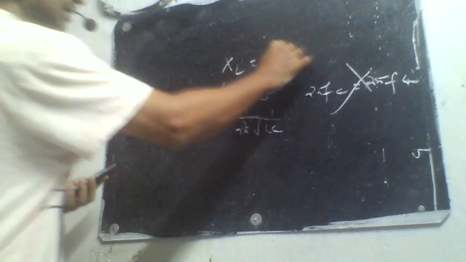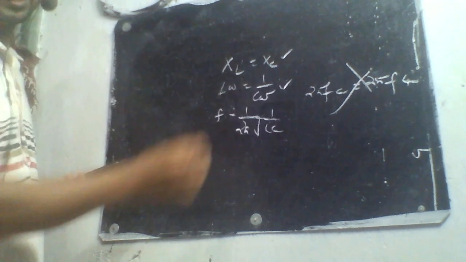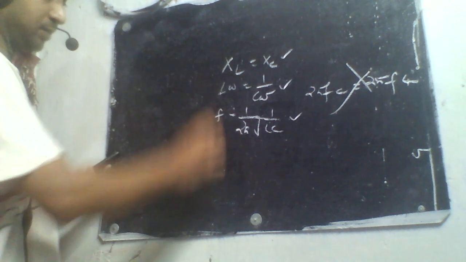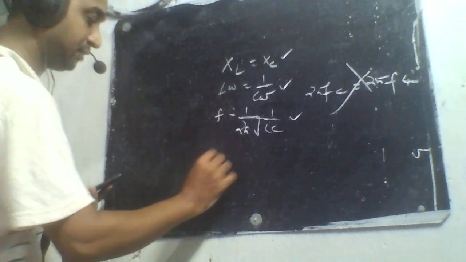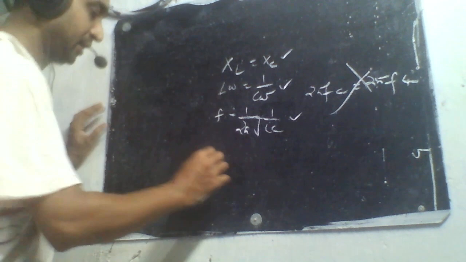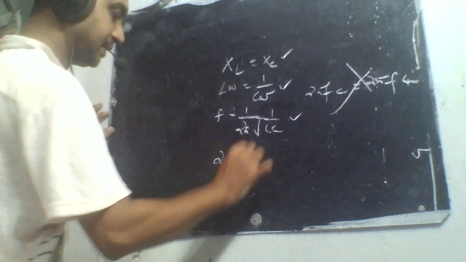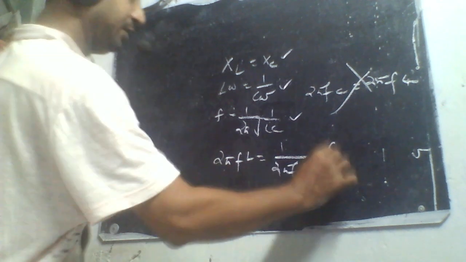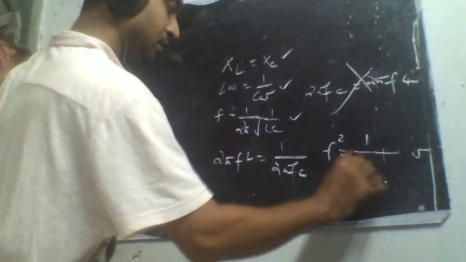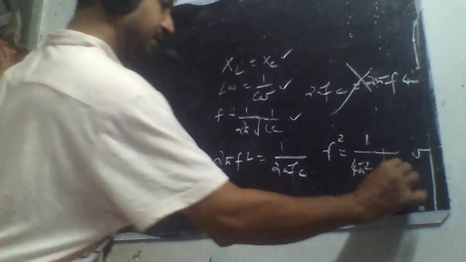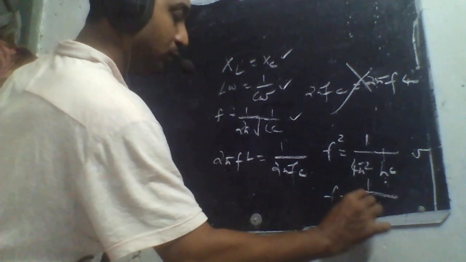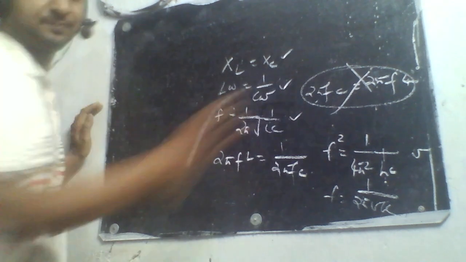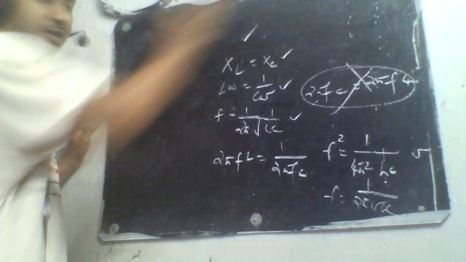If XL is equal to XC, that is correct. L omega is equal to 1 by C omega, that is also right. f is equal to 1 by 2 pi root of LC, that is also right, because when this becomes equal, L omega will be 2 pi fL, the other will be 2 pi fC. So f squared will be equal to 1 by 4 pi squared LC, so f will be equal to 1 by 2 pi root of LC. But this option is wrong, they are not equal like this. So hope you understand. This is one from the resonance part.